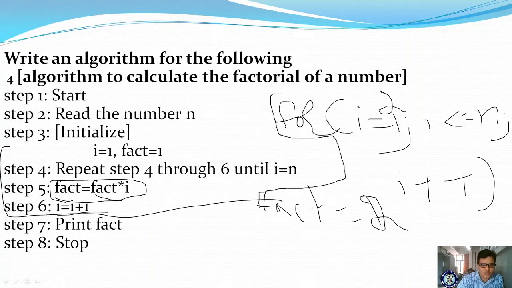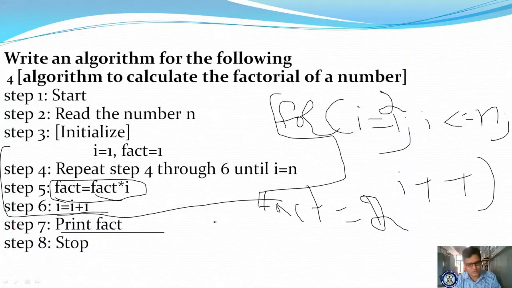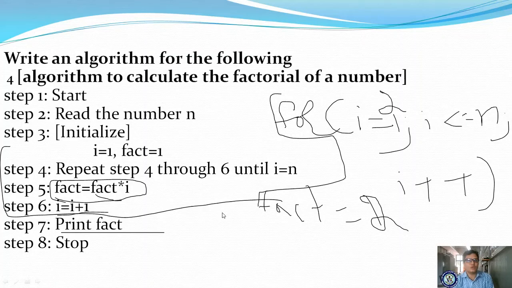So to solve this factorial, we are using this algorithm. Before the last step, what are you printing? You are printing the fact. Likewise you are executing this program. Clear? You are printing the fact, that is, factorial of 5 is 120. It will print 120 and next you are stopping. So that is your program, factorial of a number.